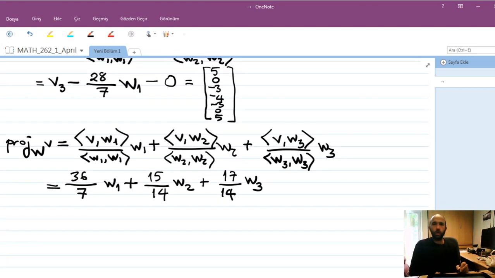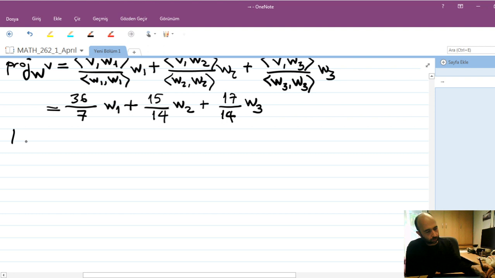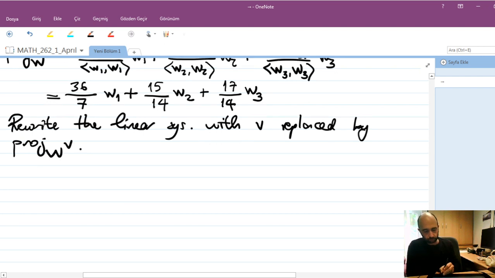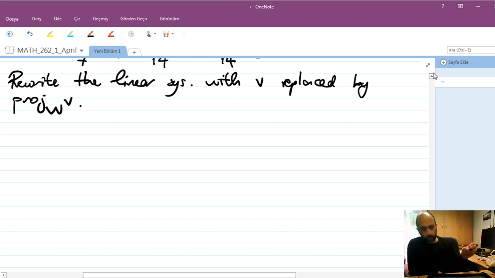Okay. Now, what you have to do next is to rewrite the system with the right-hand side V replaced by proj_W V. Now rewrite the linear system with V replaced by proj_W V. Okay. Let me write the answer again and please check.